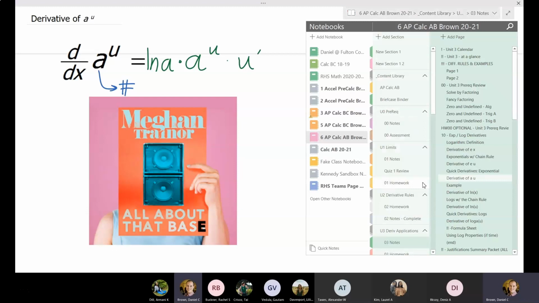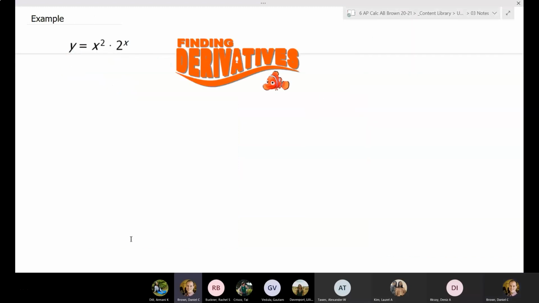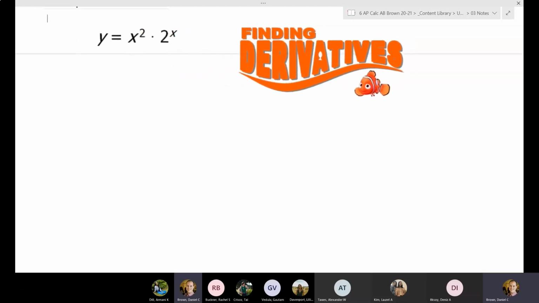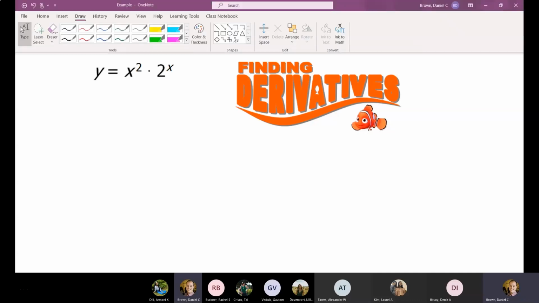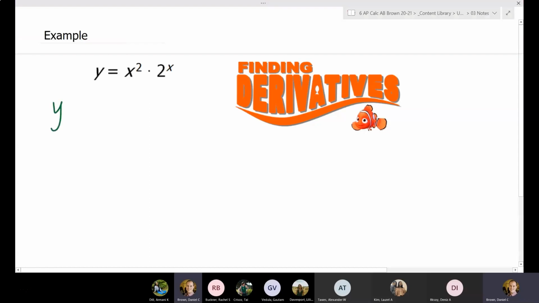So as an example, I have y is equal to x squared times 2 to the x. If I want to find that derivative, we have to make sure we use the correct derivative rules. Again, any derivative rule that we have learned can show up. So in addition to that new rule we just learned, what other rules will I need for this problem? The product rule. We have two things being multiplied with x in them, so we have to use the product rule. So finding the derivative of it, I have y prime.